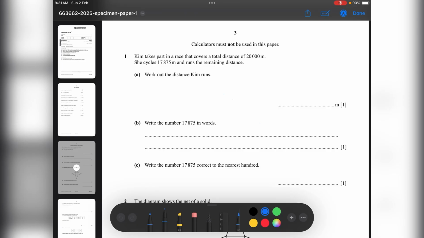Alright. So over here the question is the total distance. What is the total distance? Total distance is 20,000 and this is the cycling. So what is the remaining? So it's 20,000 minus 17,875. Okay. So the answer is 2,125. So this is our answer.